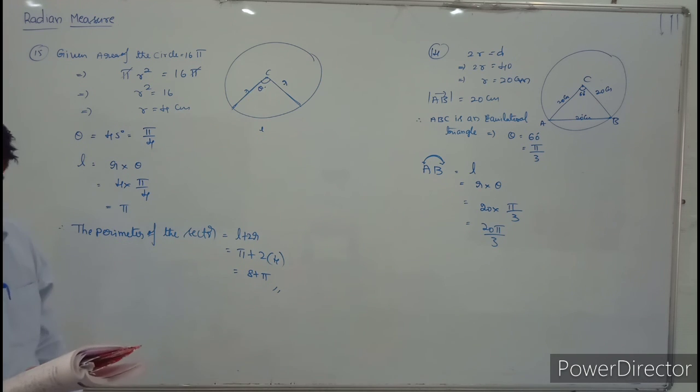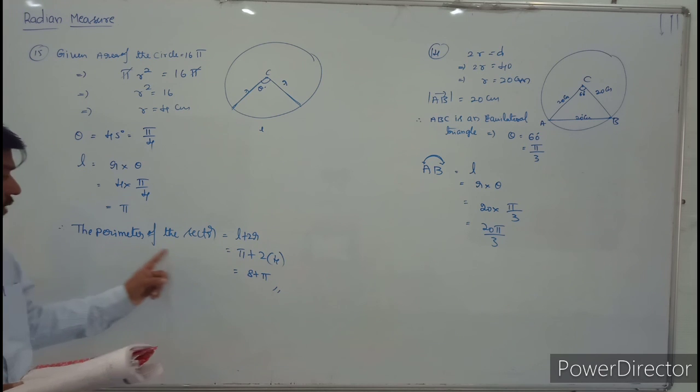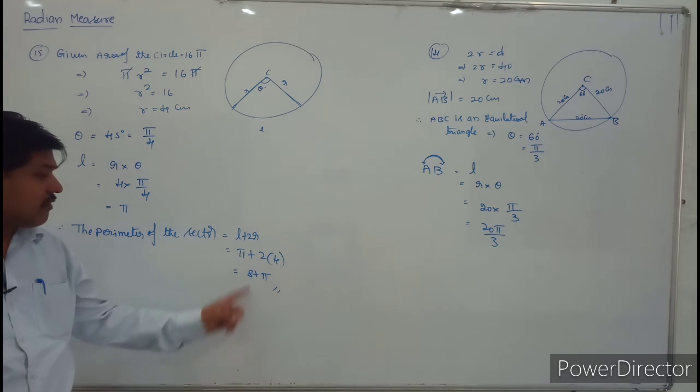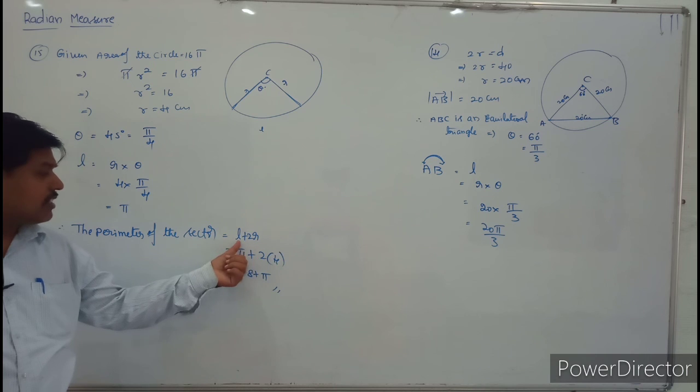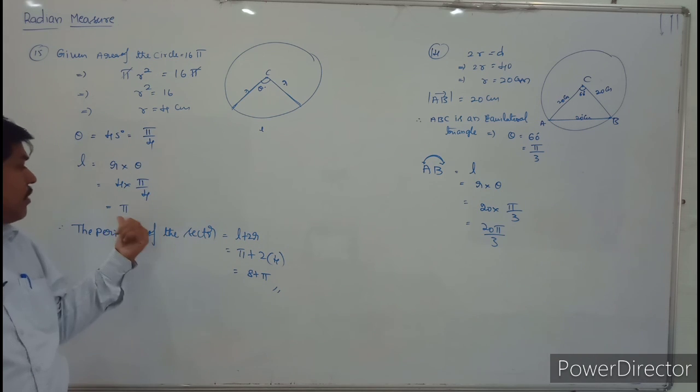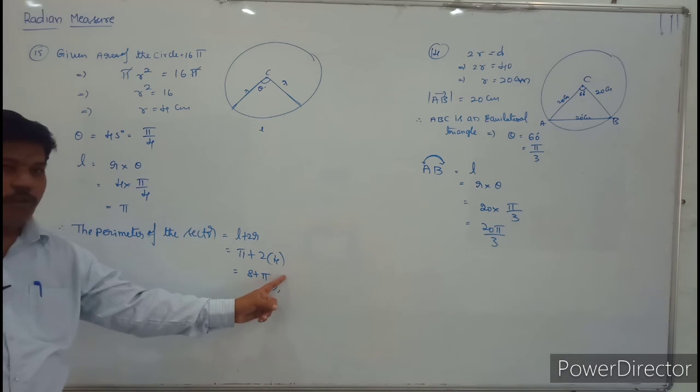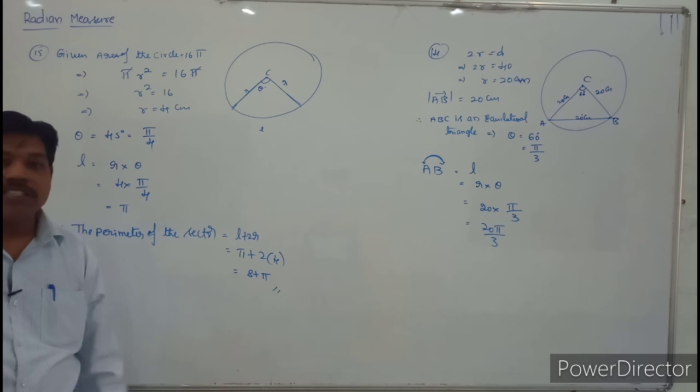What is the perimeter of the sector? L plus 2R. So what is the L value, students? L value is pi and R value is 4. Just replace those values and you will get 8 plus pi.